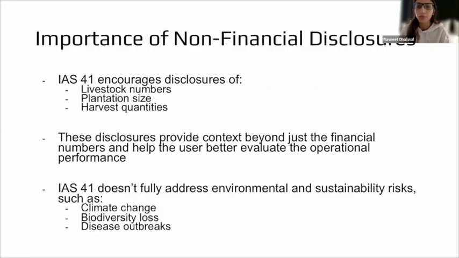Another fact about IAS 41 is that it encourages disclosure of non-financial information, such as the number of livestock, number of acres, or quantity of harvest produced. These physical disclosures help the user of the financial statements understand the operational performance better and not just the financial figures. Also, entities need to disclose biological assets that are pledged as security, any commitments for future agricultural development, as well as any government grants received.